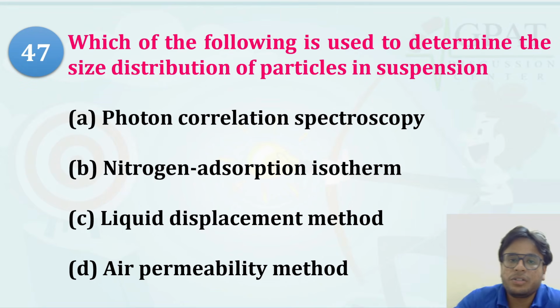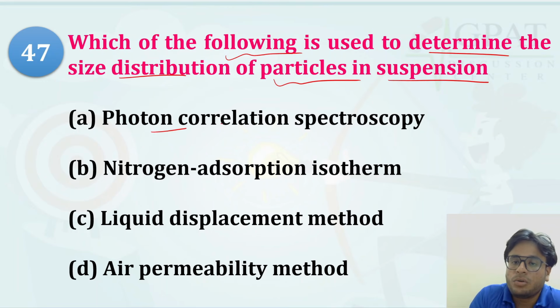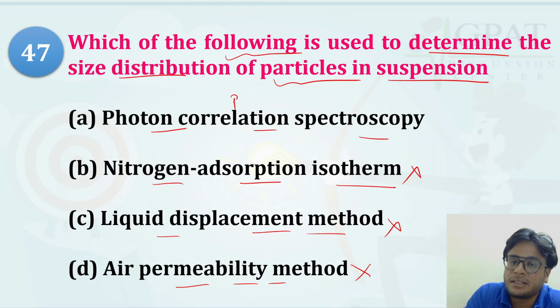Moving towards our next question, the 47th question: which of the following is used to determine the size distribution of the particles present in a suspension? Option A is photon correlation spectroscopy. Option B is nitrogen adsorption isotherm. Option C is the liquid displacement method, which is mainly done for true density determination. The air permeability method is for surface area determination, and nitrogen adsorption is also for surface area determination. The only thing left here is the PCS.